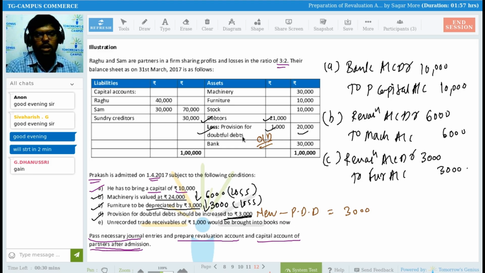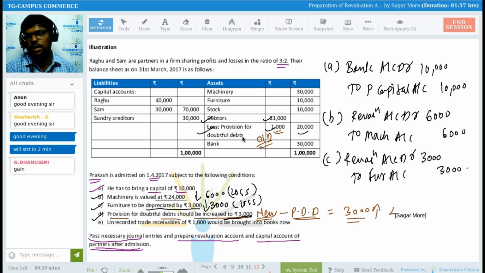Yes, sir. Once again I am repeating. Provision for doubtful debt should be increased to rupees 3,000. So whenever 'to' is given, it's a new value. So the new value of provision for bad and doubtful debt is 3,000. The old value was 1,000. So now they are saying the 1,000 value of provision for bad and doubtful debt becomes 3,000. It means the provision is increased by rupees 2,000. Indirectly they are saying 2,000 rupees we have to subtract now again from my debtors.